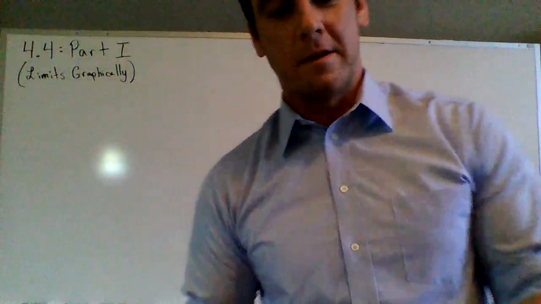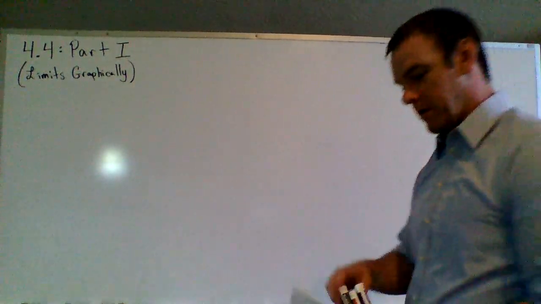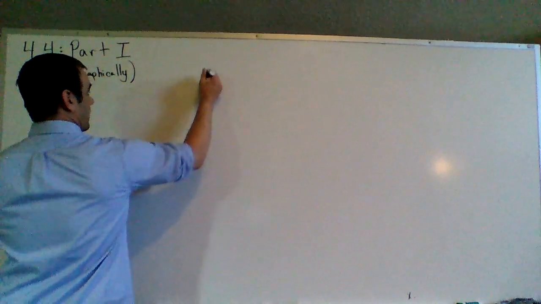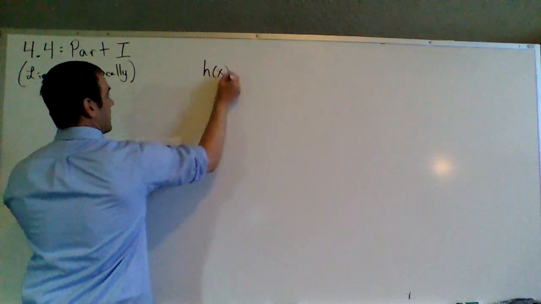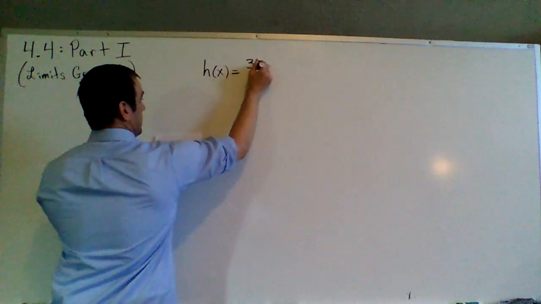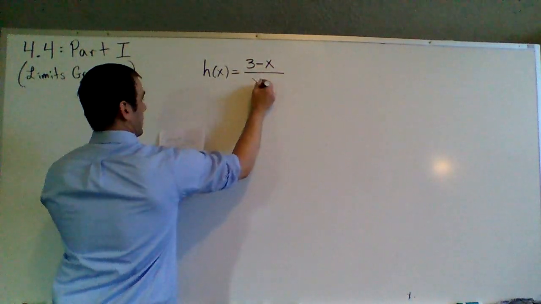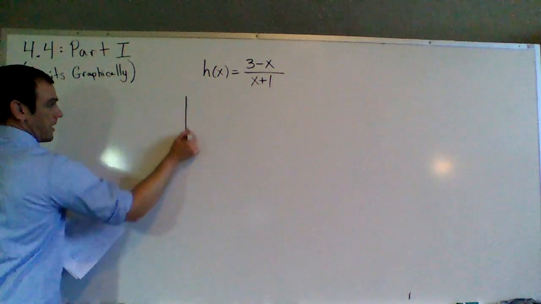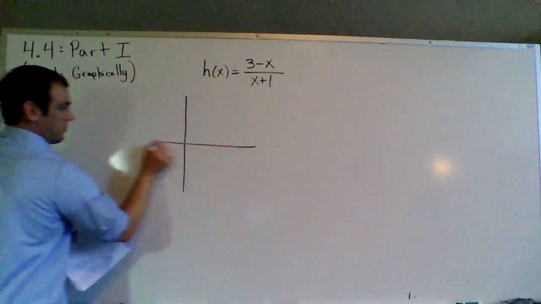Let's see what we got next. Ooh, another rational function. Okay, so let's talk about h of x equals (3 minus x) over (x plus 1). Okay? So guys, go ahead, see if you can graph this on your own. You should be able to.